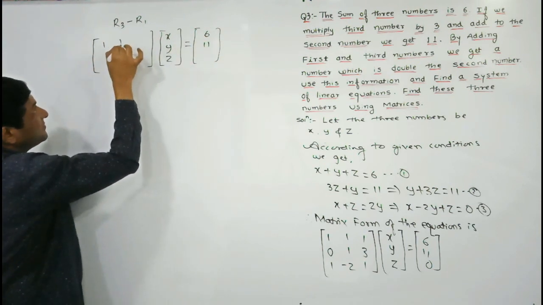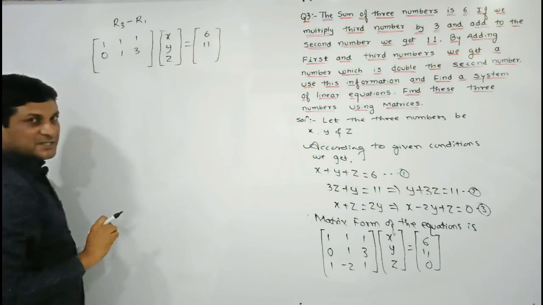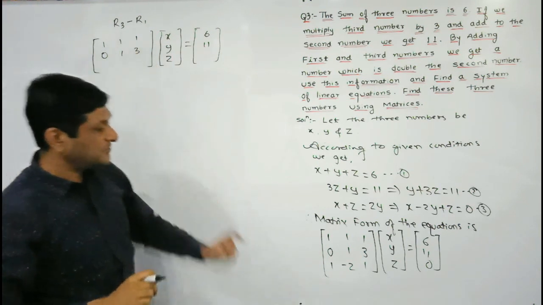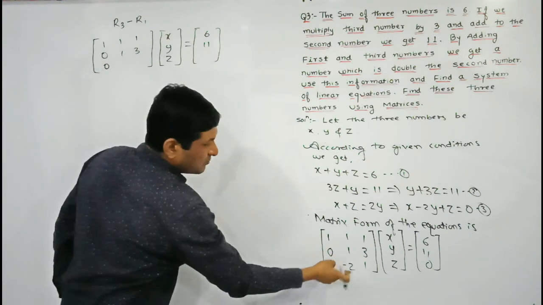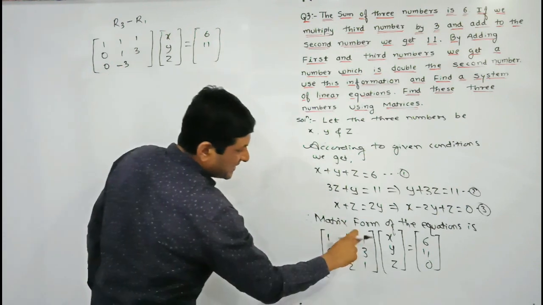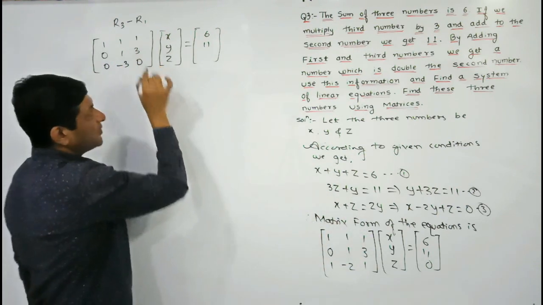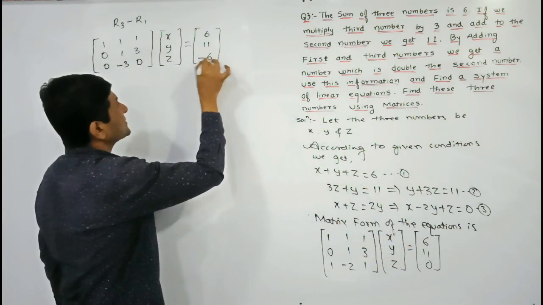On this side 1, 1, 1, 0, 1, 3. Keep it as it is. So the operation is on R3. 1 minus 1 will become 0. Minus 2 minus 1 will become minus 3. And here also 1 minus 1 will become 0. And on this side 0 minus 6 will become minus 6.